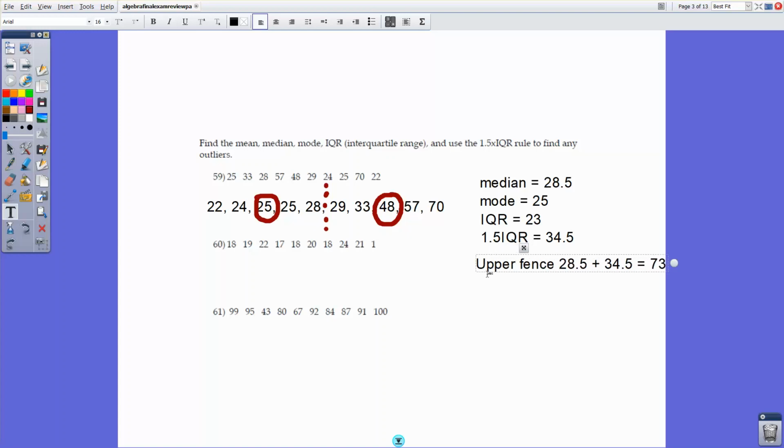So our upper fence is 73, and it looks like here we don't have any outliers. Our lower fence would be -5, -6, so obviously we're not there. So there's no outliers in this particular set of data.